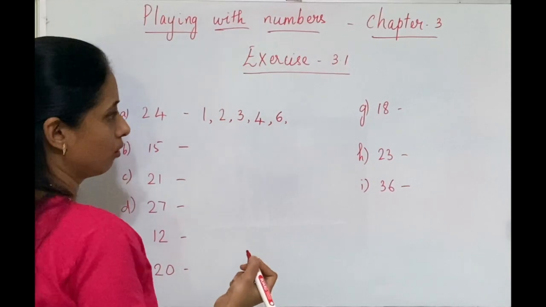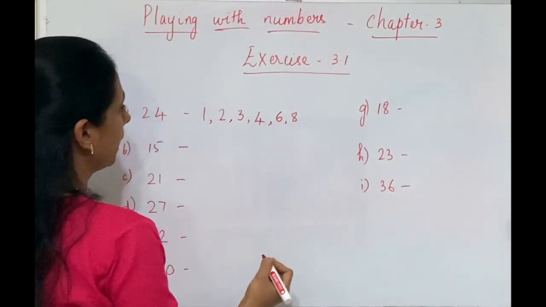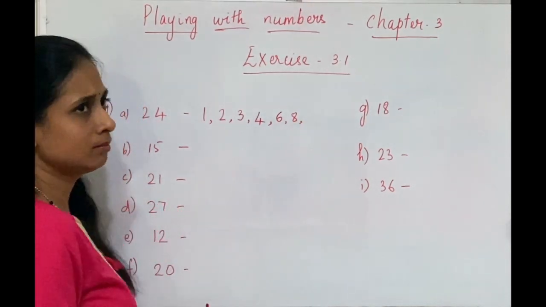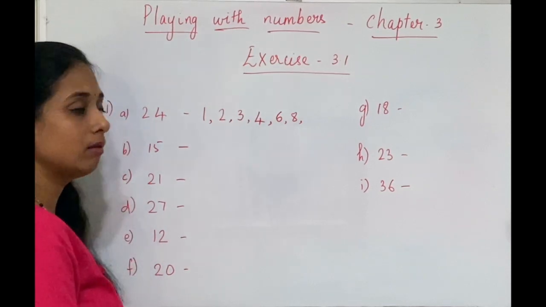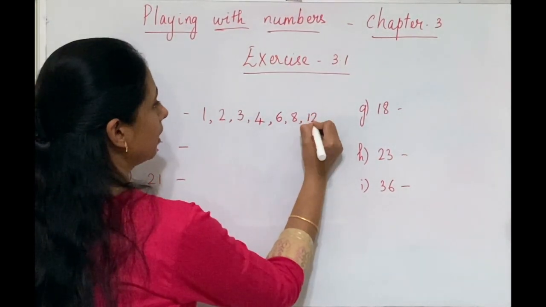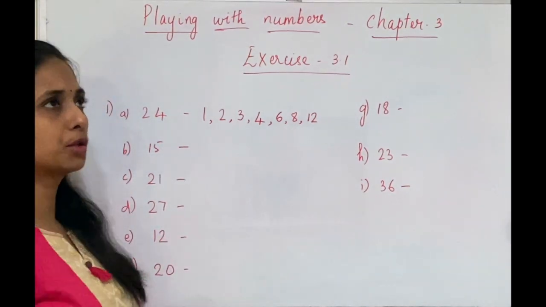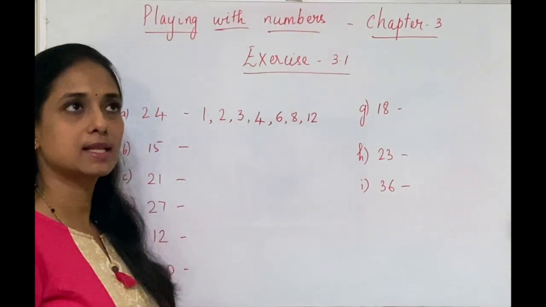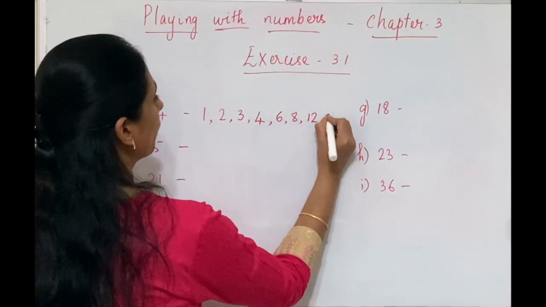7, no. 8, what about 8? Yeah, 8 is a factor. 8 3s are 24. Then what about 9? No. 10? No. 11? No. 12? Yes, 12 is a factor. 12 into 2 is 24. Then what else after 12? 13, 14, 15, 16, no. 17, 18, 19, no. So next factor will be 24.